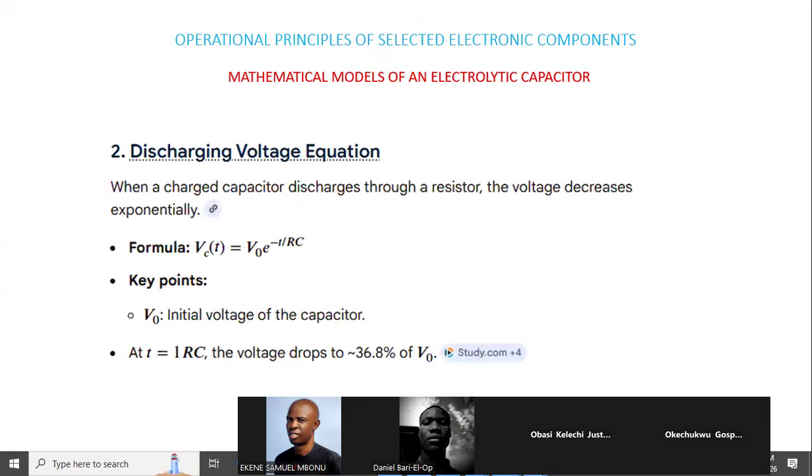The discharge equation follows the same pattern, only that at one time constant the voltage will now be about 37% of V0. That is the initial voltage of the capacitor before you start discharging. I expect you to take time and go through this, understand this, and form a very good background and basis for your engineering practice.